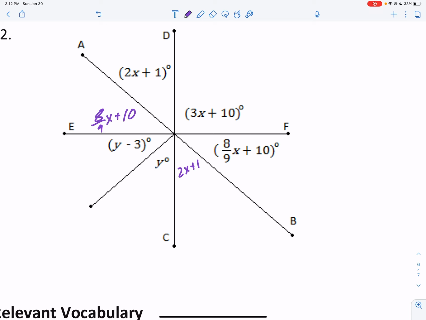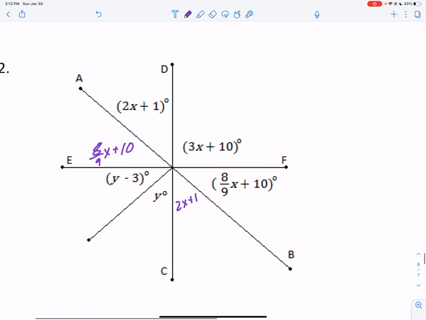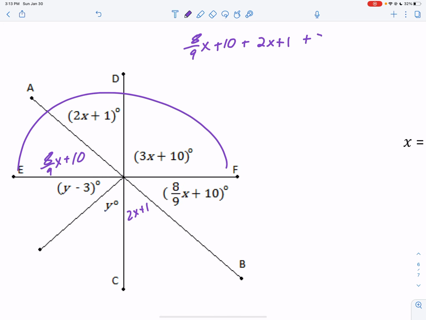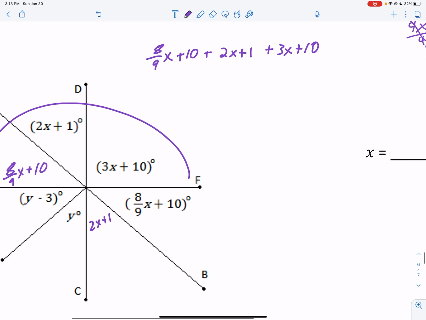So let's go ahead and add all these together and equal 180. 8 over 9x plus 10, plus 2x plus 1, that's this one right here, plus 3x plus 10, that's this one right here. May or may not be 90. It might just look like it's 90. And I almost fell into that trap. So notice we only have x's, we don't have y's here, so it means we're going to actually be able to solve this. So let's simplify a little bit just to make it look nicer.